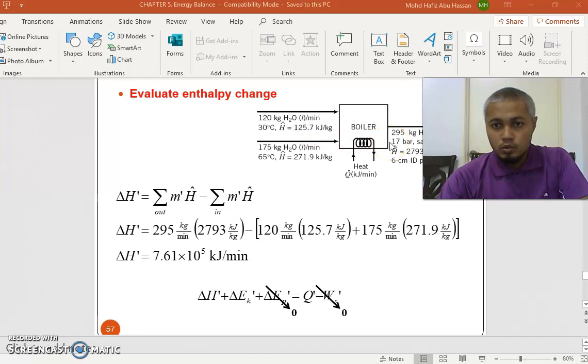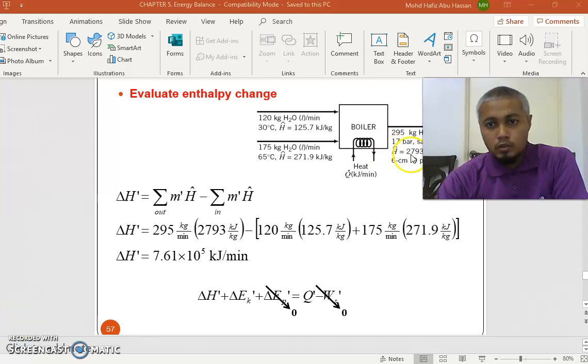If you cannot get the value from the table directly, you need to do interpolation. If you can get the value directly, you can straight away take the value from the steam table. And the same goes for the outlet where we have saturated steam at 17 bar, so the value will be 2793 kilojoule per kg.